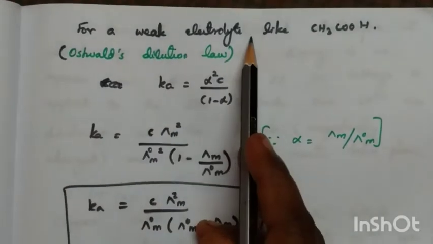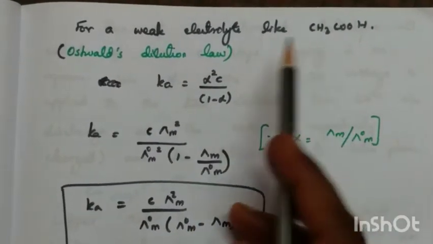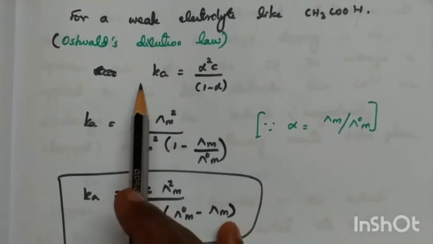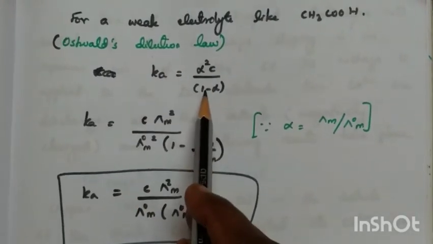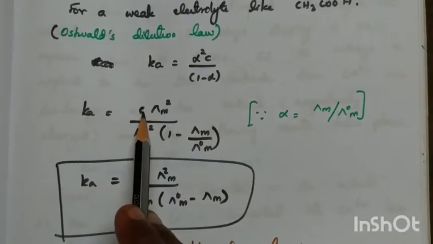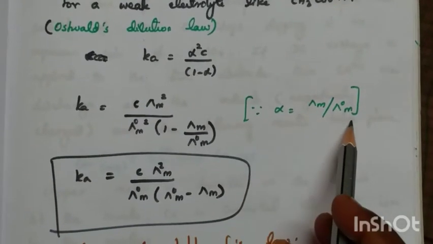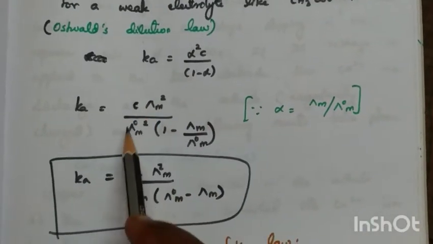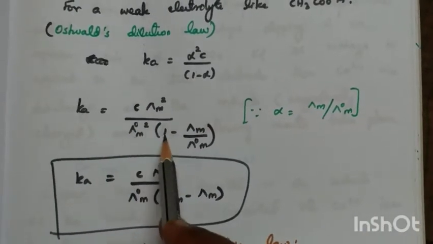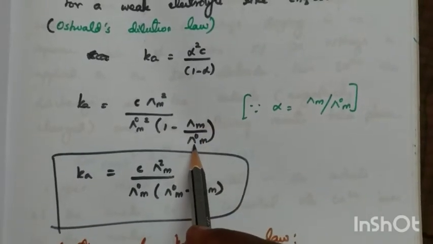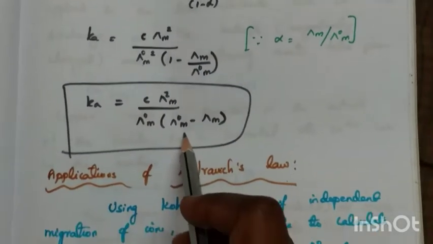Now for a weak electrolyte like acetic acid, Ostwald's dilution law is applicable, which we already studied last year, no? So K is equal to alpha square C by 1 minus alpha. Concentration is C. What is alpha? Alpha is molar conductivity by limiting molar conductivity. So K equals C times (Λm/Λm⁰)² divided by 1 minus Λm/Λm⁰. Substituting all these, we get this one.